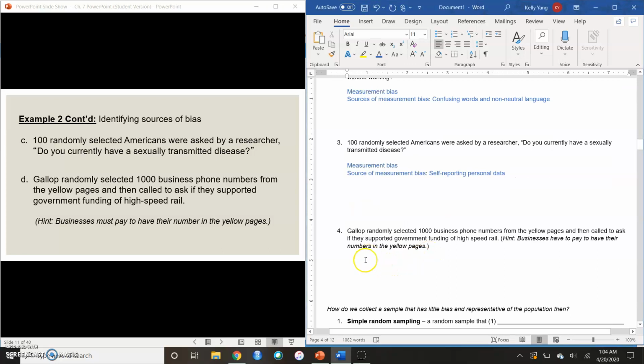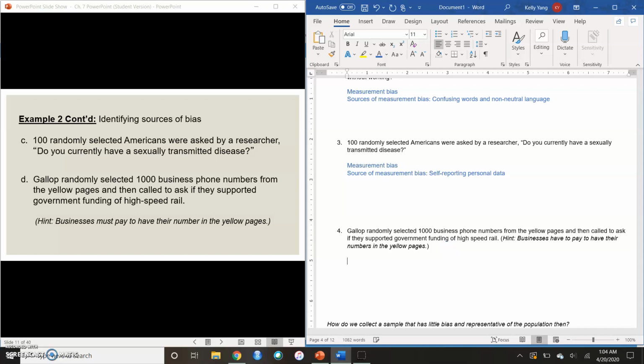So let's go ahead and look at our last example. Gallup randomly selected 1,000 business phone numbers from the Yellow Pages and called them back to see if they supported government funding of high-speed rail. The hint here is that businesses must pay to have the number in the Yellow Pages. So, is there a bias? In this case, there's a bias. The type of bias would be sampling bias.